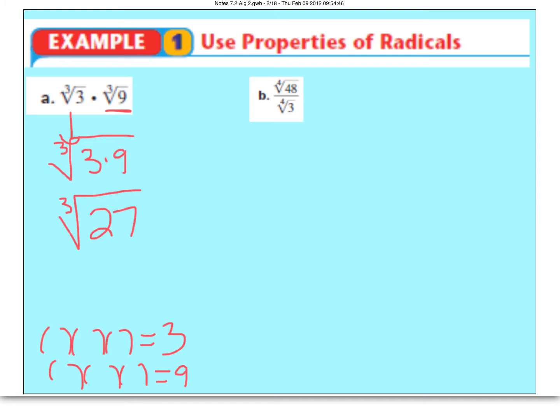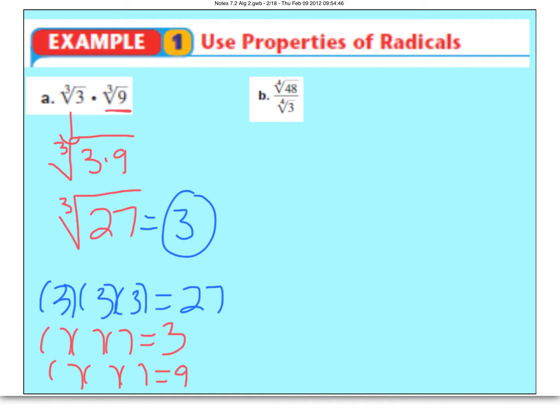Now, do I know the cube root of 27? Is there a number 3 times that gets me 27? There is. A 3 would work, so the answer here is 3.